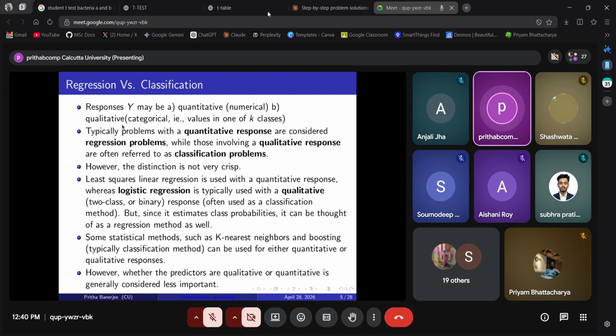So as I said, in general, this response variable y may be either quantitative, numerical, or it may be qualitative, that is categorical. So that is values in one of the k classes. So typically problems with a quantitative response are considered regression problems, while those involving a qualitative response, meaning these categorical values or classes, are typically termed as classification problems. But obviously this distinction is not always very clear.